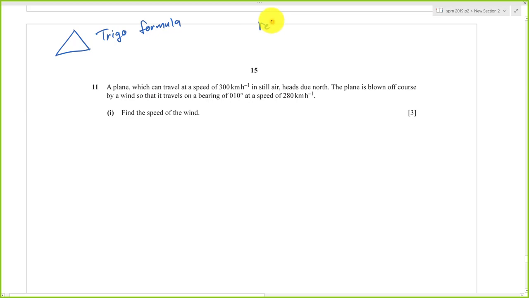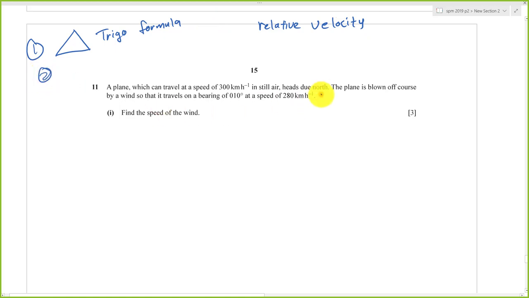This topic is called relative velocity. Maybe in your textbook, they actually join it into the vector topic. Okay, this is the first thing. I believe you already know all the trig formulas, so I'm not going to introduce that.